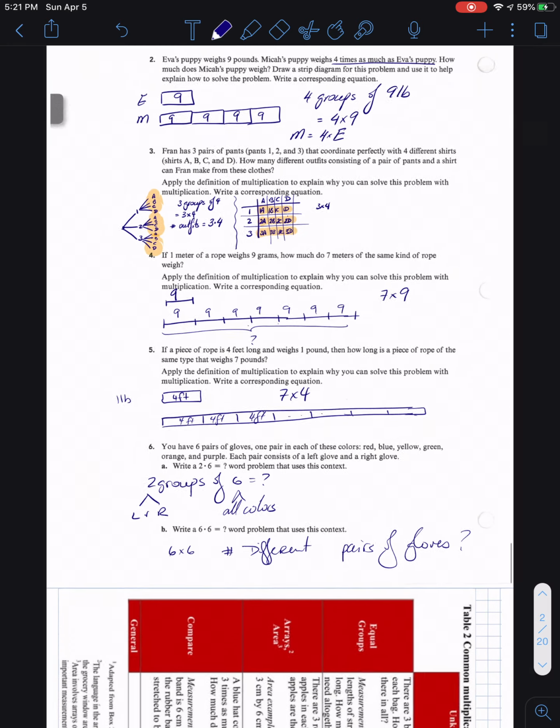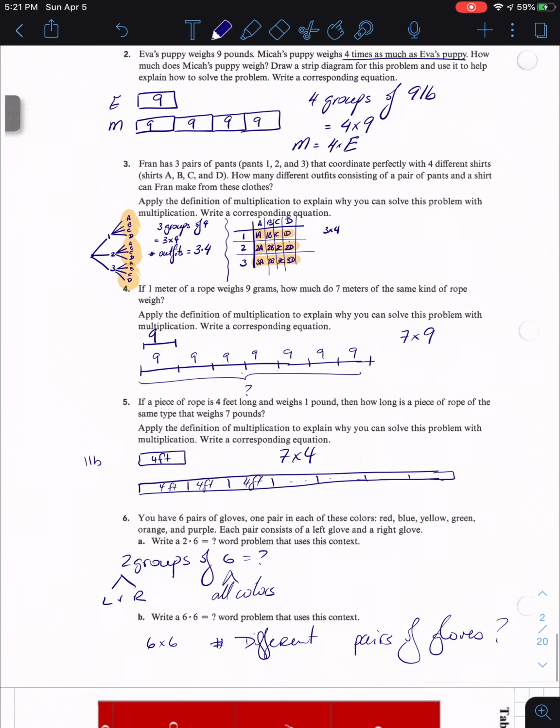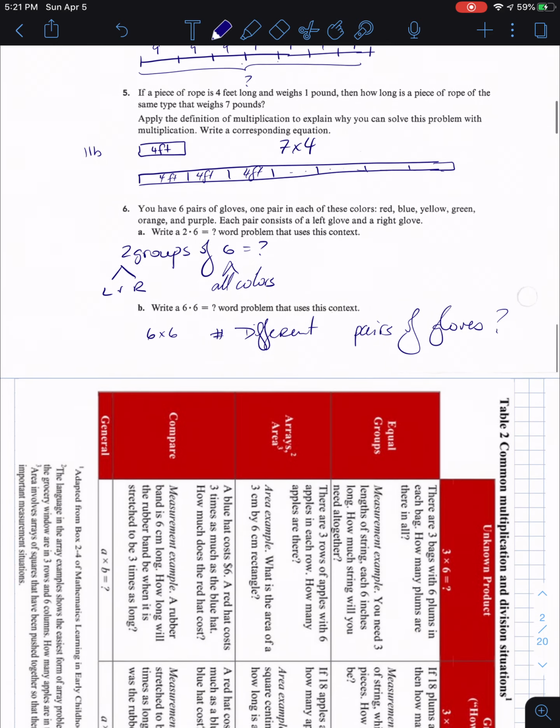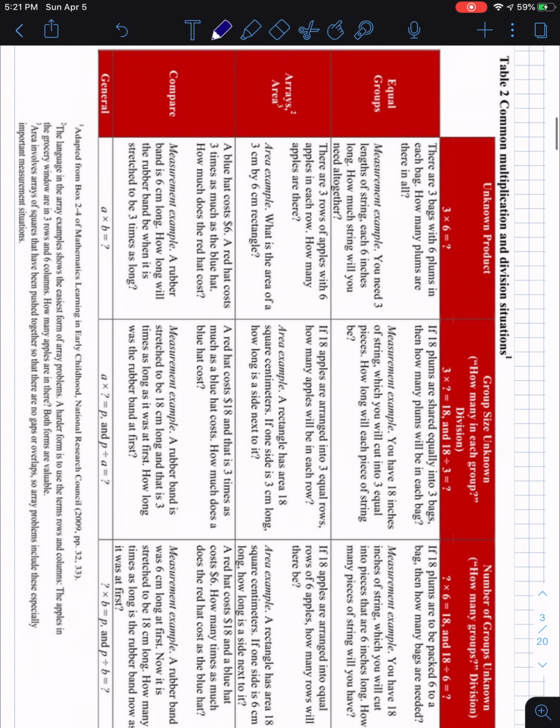Okay, so you see that the context in each one of these problems is quite different. So we have a situation with Eva's puppy and Micah's puppy, where we're using a strip diagram, and Micah's puppy is 4 times as much as Eva's puppy. We have a situation with number 3, where we have combinations of things. We have a situation in 4 and 5, where we know that a certain amount has a certain measurement, and we want to have 7 times that amount. And then number 6 actually asks you to write the question.